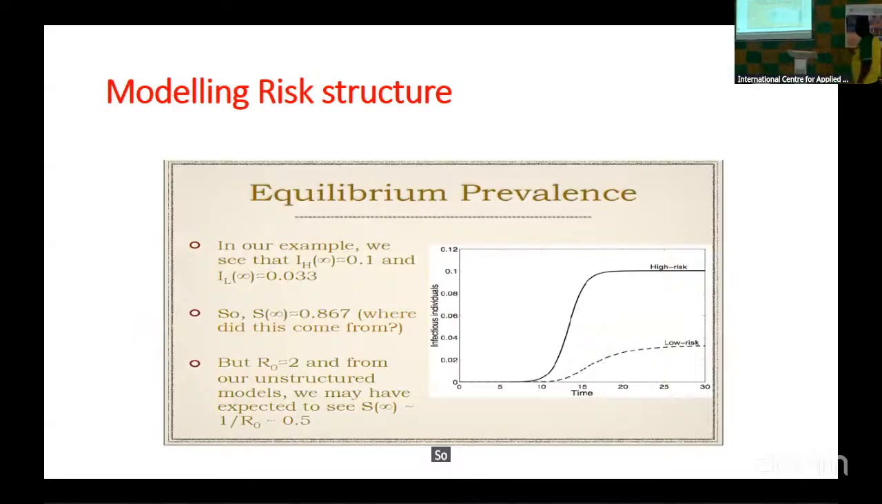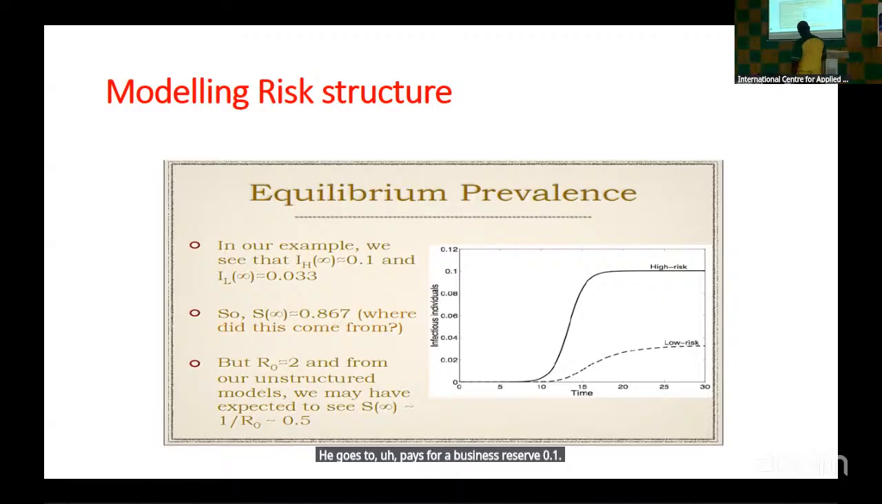So the equilibrium prevalence in our example: we see that IH as t tends to infinity is 0.1, and IL as t tends to infinity is 0.033. So you find that when R naught is equal to 2, from our structured models, we may have expected to see the disease go into extinction. Then what is going to happen to the susceptible population?